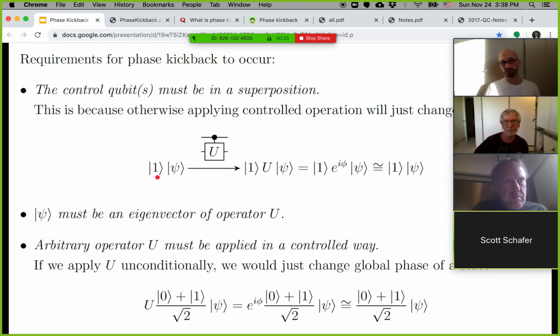Okay, so that means the control qubit must be in some superposition. I don't think it has to be an equal superposition, but I think in all algorithms it's actually an equal superposition, because there is no point in having an unequal superposition. So any questions about that?